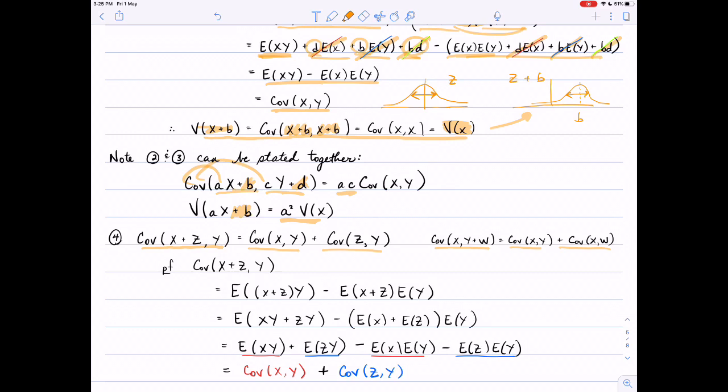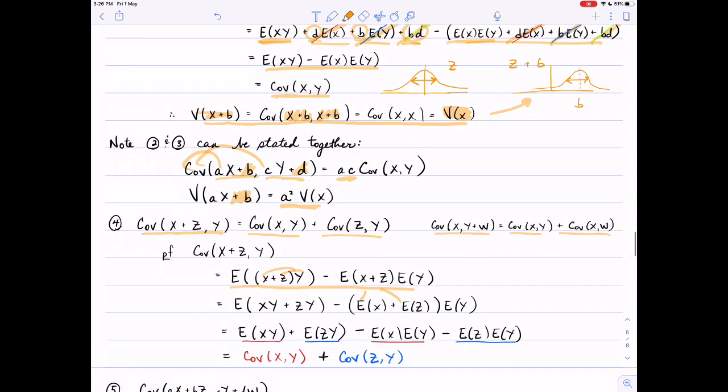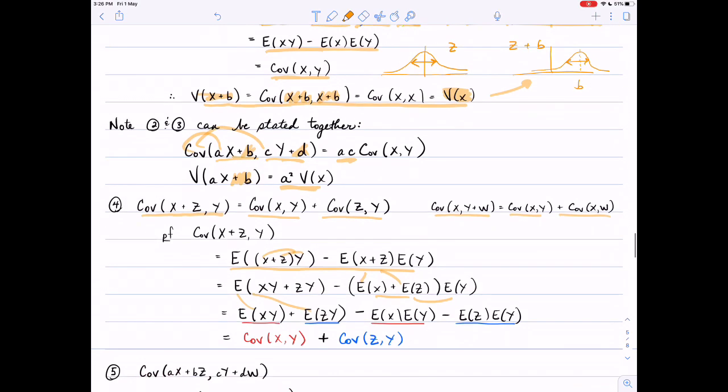So if we run through this proof, again, it's just the computational formula. If you distribute within the brackets and you distribute the expected value, and then you distribute again, and distribute the expected value again, then you can group terms together. The terms grouped in red turn out to be exactly the covariance of xy. The terms grouped in blue turned out to be exactly the covariance of zy, and there is your proof.